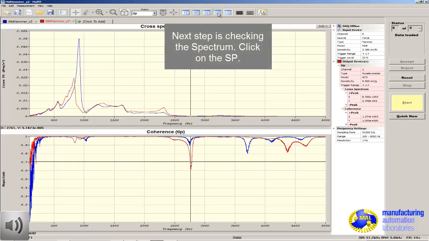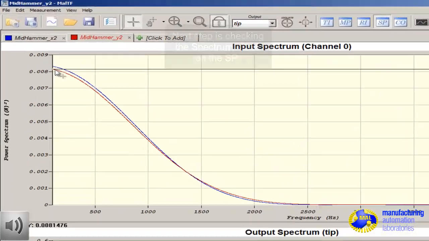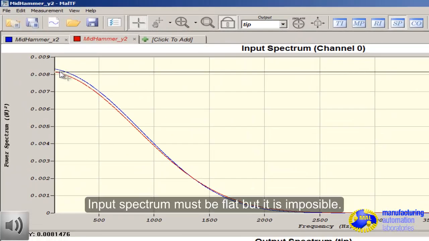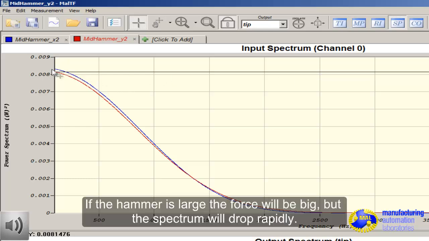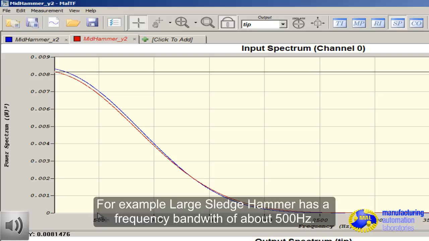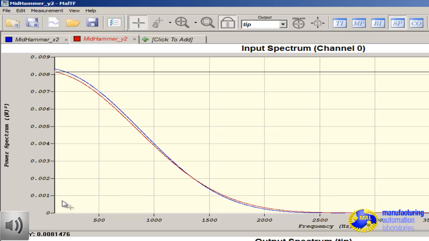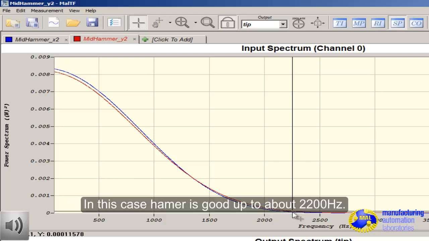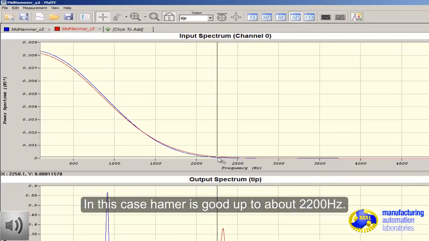Next, we look at the spectrum. The ideal spectrum, that means the input spectrum or hammer spectrum, must be flat, which is impossible. If the hammer is large, the force will be big, but the spectrum will drop rapidly. For example, a large sledgehammer will have a frequency bandwidth of about 500 Hz. That means large hammers can measure structural modes within 500 Hz. This particular hammer is good up to about 2200 Hz.